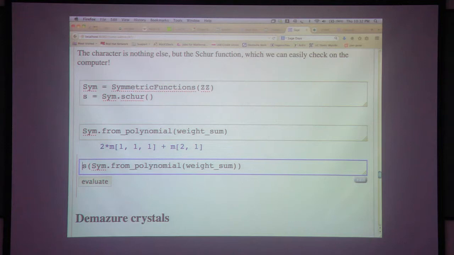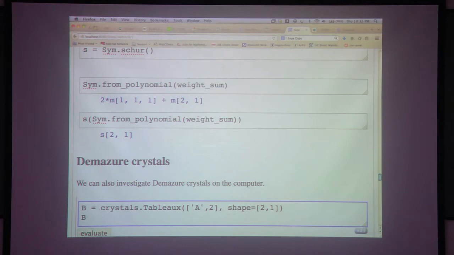But in this case, M is actually the monomial symmetric functions. So they just sum up all the monomials that appear. But we really want to know what it is as a Schur function. So we just take this and say the Schur function of that thing coerces this into a Schur function. Right, so it knows how to convert from this to the Schur function.